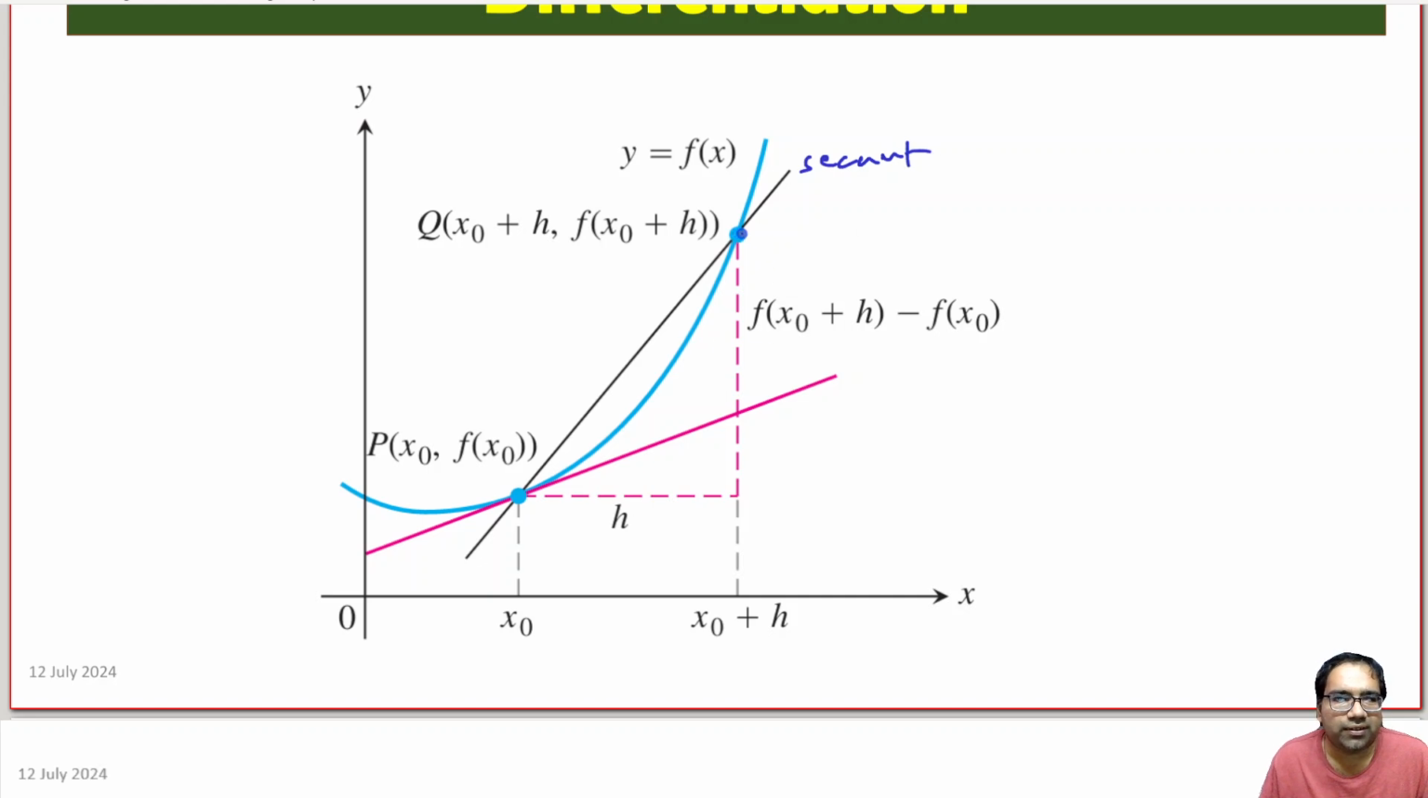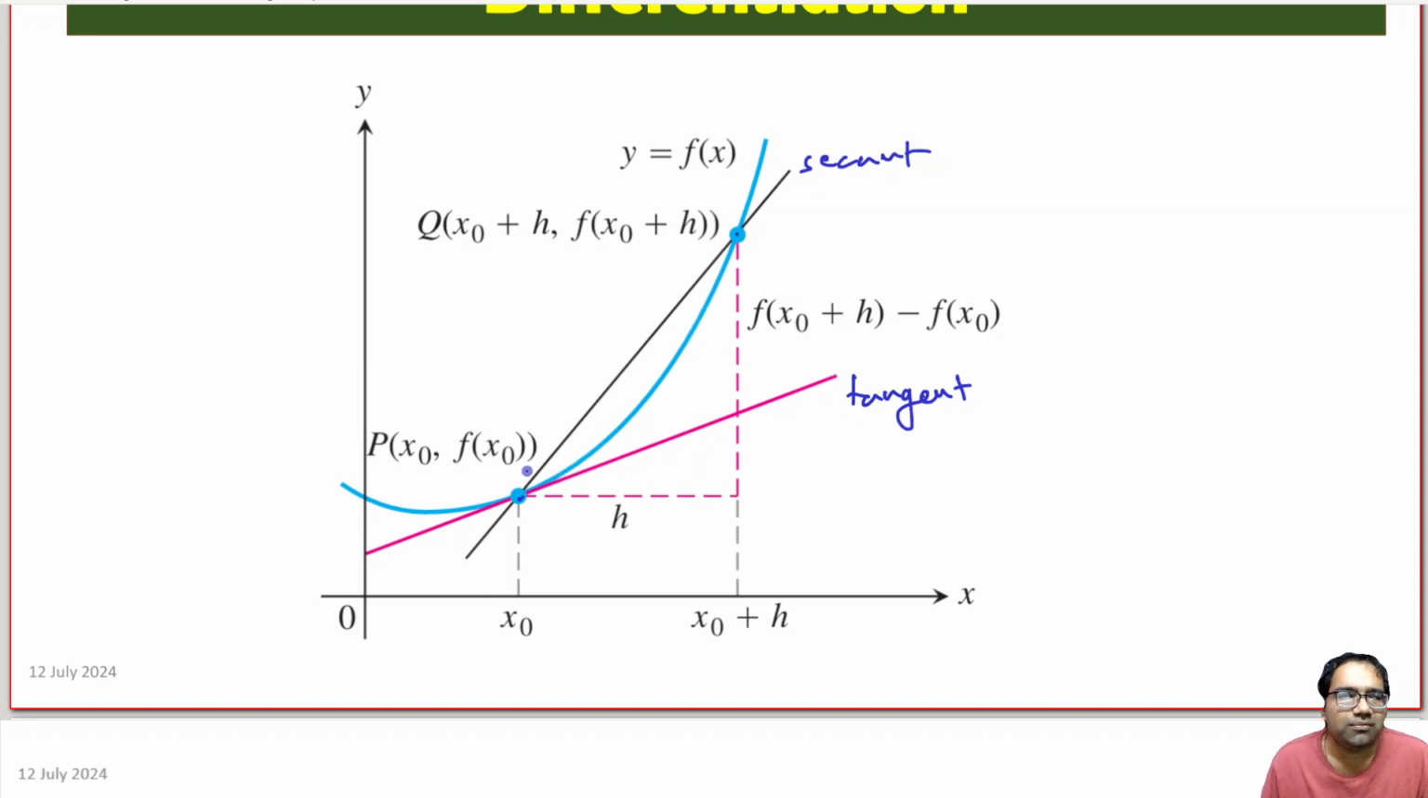Right. And as this Q point comes closer and closer, at this point this is this line, then this is this line, then this line, likewise. If this Q point comes closer and closer, then that becomes this pink line, which is called the tangent. So the mathematicians agreed that the slope of a curve is actually the slope of this tangent.